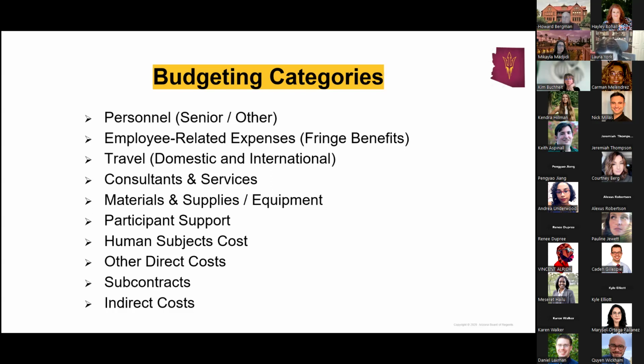Participant support and human subjects costs. I'll talk about those. They are very different and they mean different things, so please be careful when you're using the term participants. Other direct costs, we'll discuss some different things that you can also include. Subcontracts, and then again, indirect costs. So this is just a list of what we're going to cover quickly.